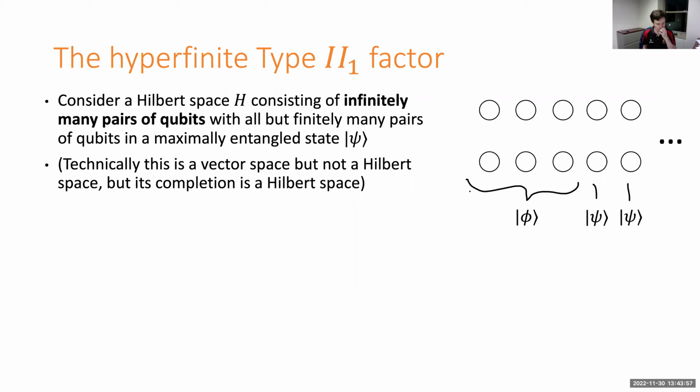So technically what I just described was a vector space, because we can take the sum of states in H and still get something in H. But as I described it, it's not actually a Hilbert space, because there are limits of sequences of states that have all but finitely many pairs in the state psi that converge with respect to the inner product, but that don't have all but finitely many pairs in the state psi. As you go further and further down this line, the states get closer and closer to being in psi, but they're not exactly in psi.